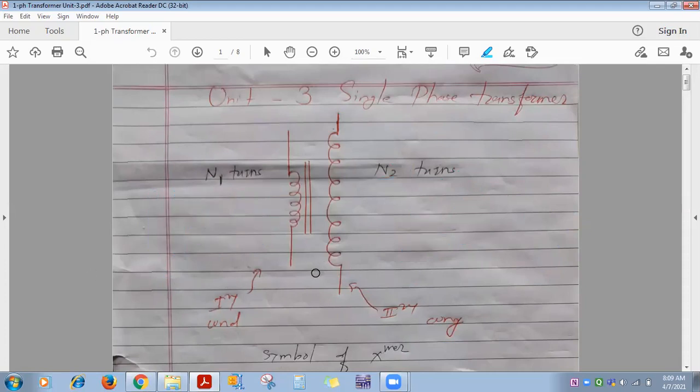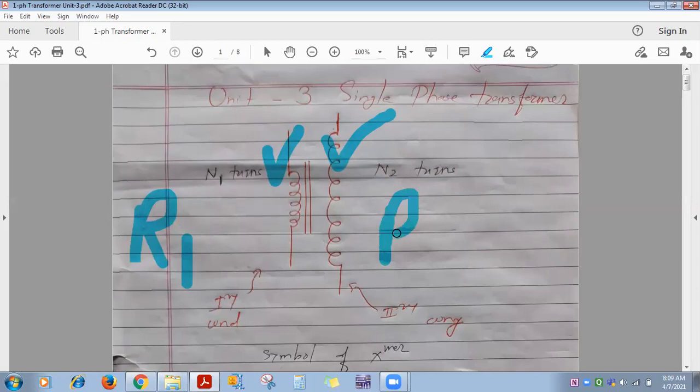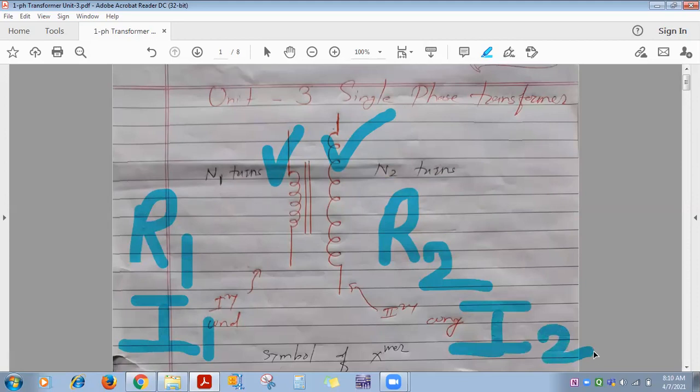Now this transformer, this primary winding and secondary winding, both are made up of copper. Their copper winding resistance is marked as R1, R2. Okay, turns N1 and N2, copper winding resistance R1, R2, current flowing through these windings is marked as I1, I2. Okay, so these are the symbols used for primary and secondary winding. One suffix means primary side parameters, two suffix means secondary side parameters. Okay, so N1, R1, I1, N2, R2, I2.